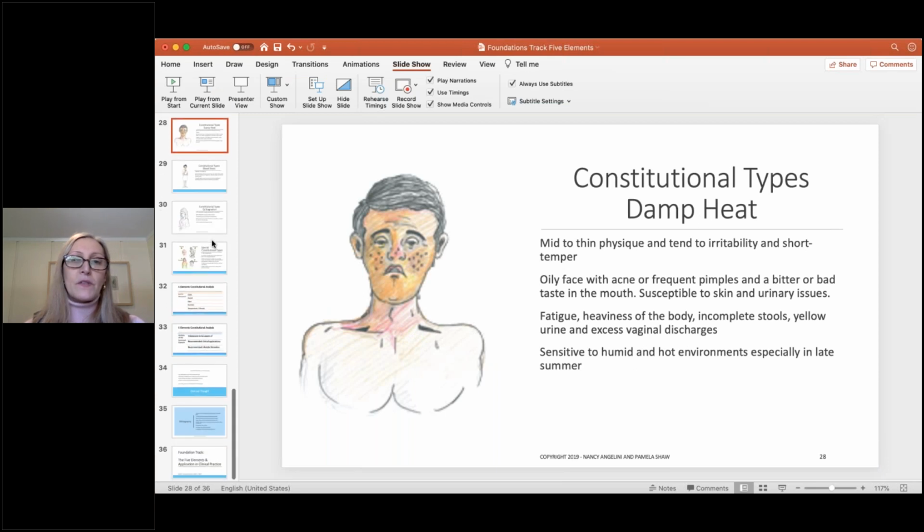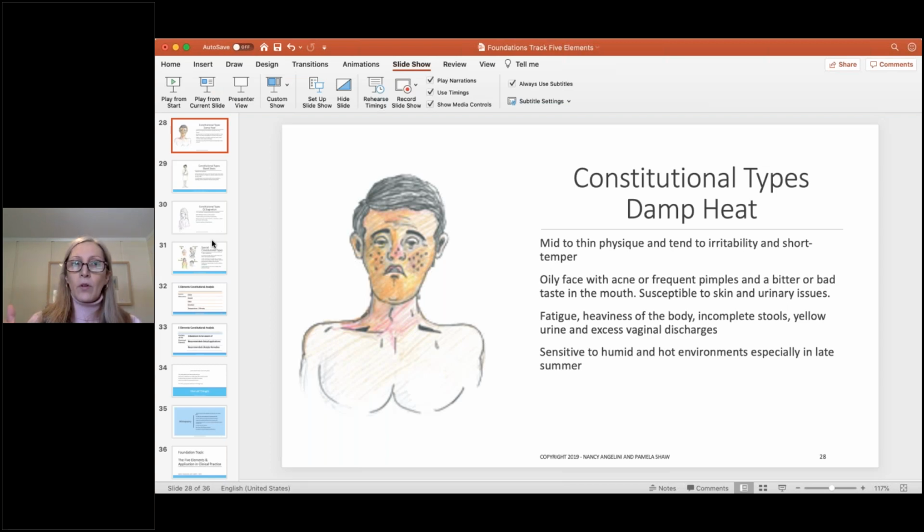Yeah, I know the slides are a little bit like to throw you off, because that's what happens. People come in and they have a condition, but under the condition is the constitutional type, and you want to know if that constitutional type is out of balance or in balance, but you want to know what it is. What is this, a wood type coming in? Is this a water type coming in?